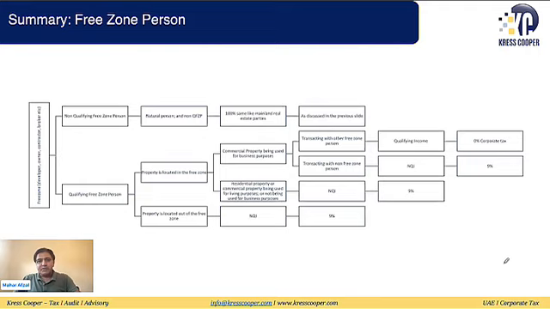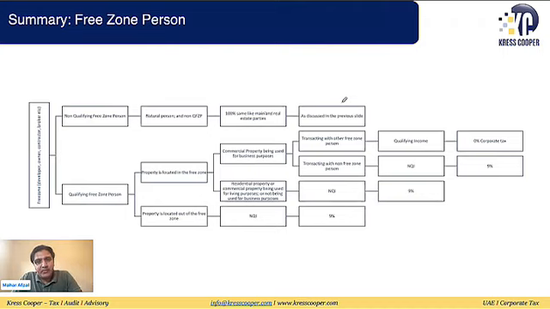Now this is a free zone person. In the previous slide, we discussed a mainland party. Now this is the free zone person: a non-qualifying free zone person and a qualifying free zone person. A non-qualifying free zone person will be 100% treated like a mainland real estate party.